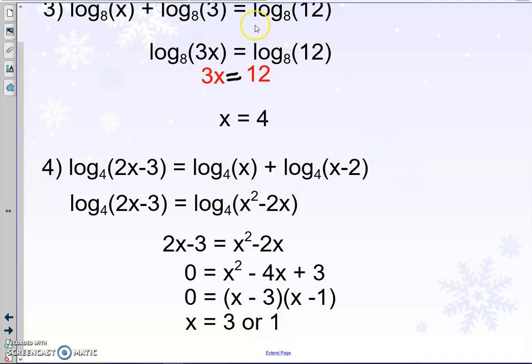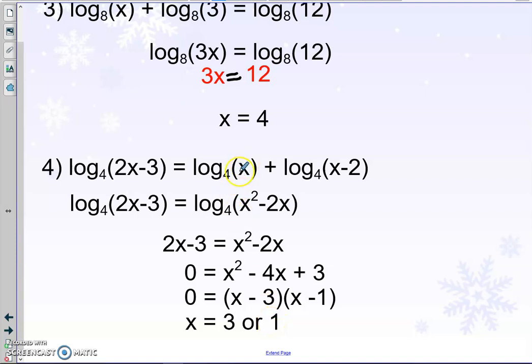Now, again, we want to go back and we want to check. If I put a 3 in for x, this is a positive number. Great. This becomes a positive number. 3 minus 2 is 1. And this is a positive number. 2 times 3 minus 3 is 3. Works out great. Let's put a 1 in.